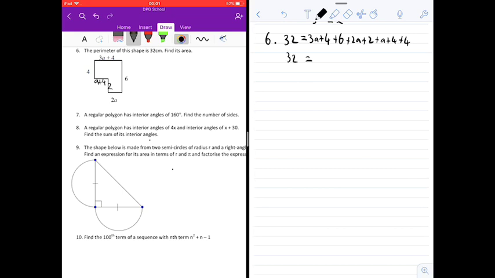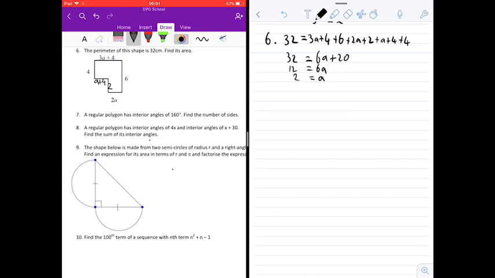When I simplify that out, with a bit of luck, I get 6a plus 20. So solve this equation now, subtract 20 from both sides, and divide both sides by 6. So I've discovered that a is equal to 2.